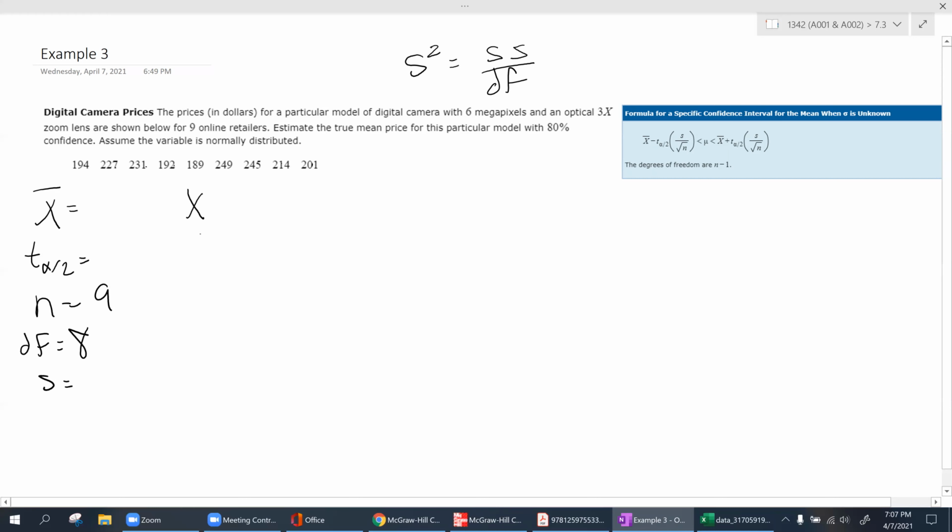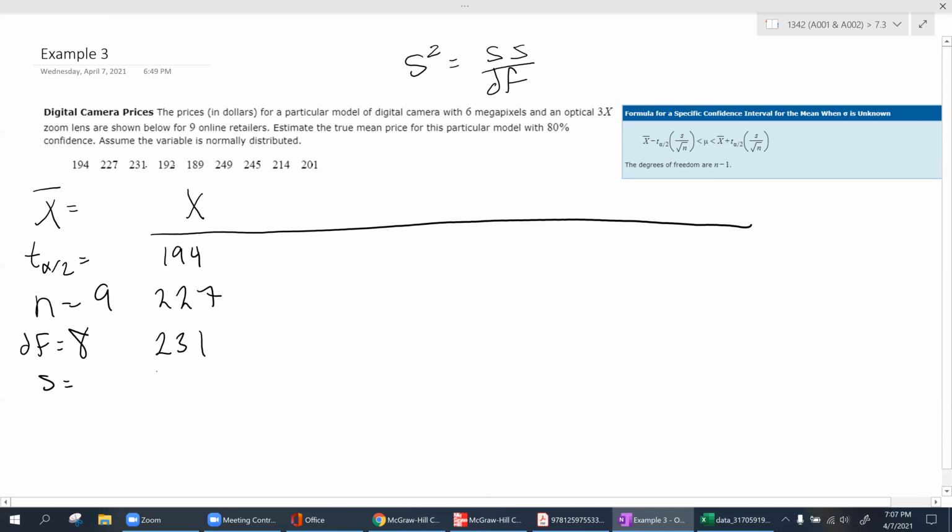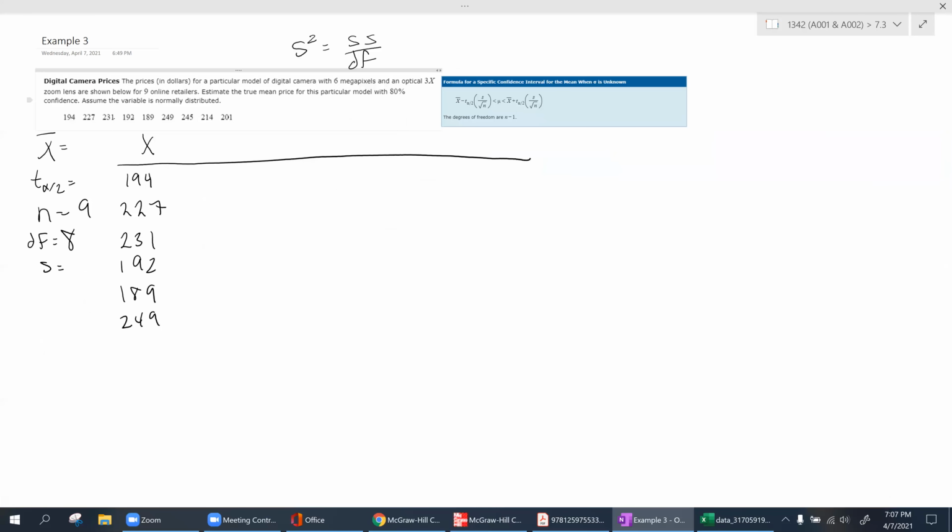All right, these are my x values. This is going to be 194, 227, 31, 192, 249, 245, 214, 201.